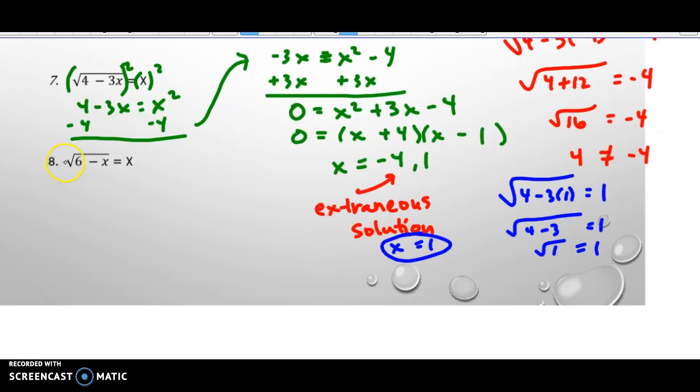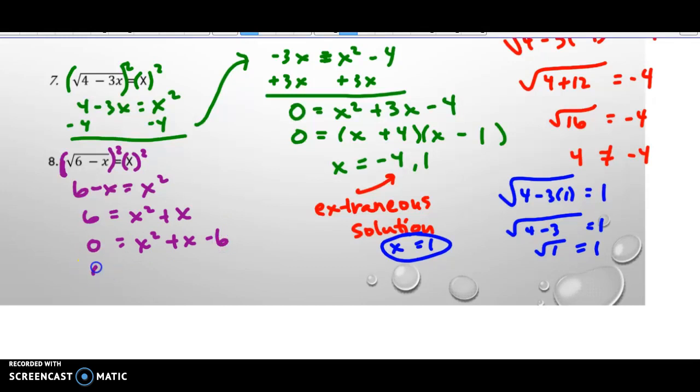I'm going to solve number 8, radical 6 minus x equals x, and I'm going to start by squaring both sides. So I get 6 minus x equals x squared. So I'm going to add x to both sides. Now I'm going to subtract 6 from both sides. And now I'm going to factor to solve. Okay, so that gives me solutions of -3 and +2.